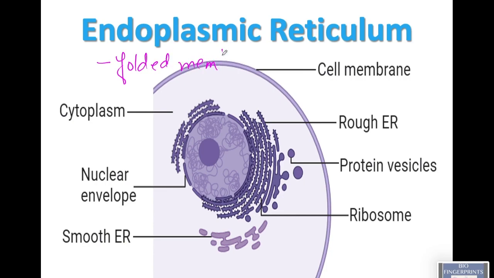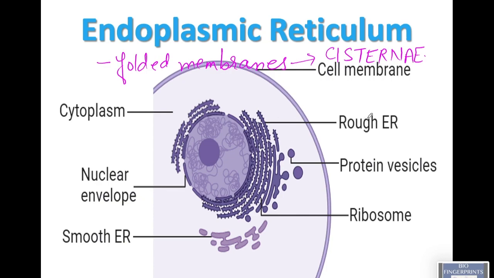And these folded membranes are known as cisternae. These are not cristae. Cristae is a part of mitochondria. This is cisternae. Cisternae in endoplasmic reticulum and cristae in mitochondria. So the folded membranes together are known as cisternae. So it is the network of folded membranes.